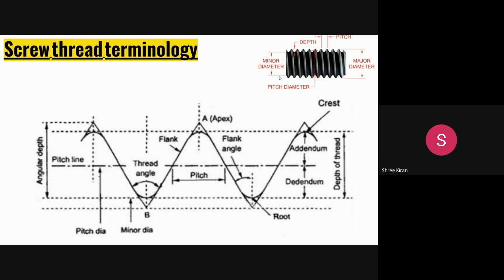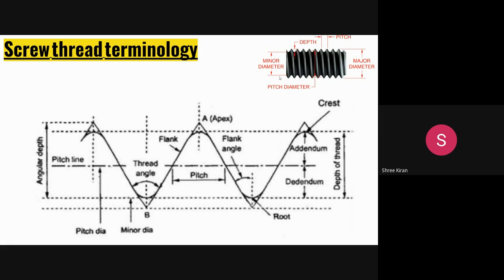With respect to screw thread terminology, the first one is the major diameter or nominal diameter. It is always defined as the diameter of an imaginary cylinder that bounds the crest of an external thread or the root of an internal thread. It is the largest diameter of a screw thread. So in one word, it is the larger diameter of a screw thread.